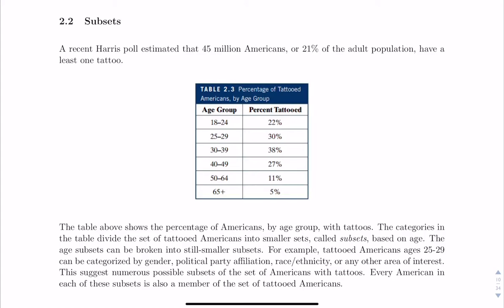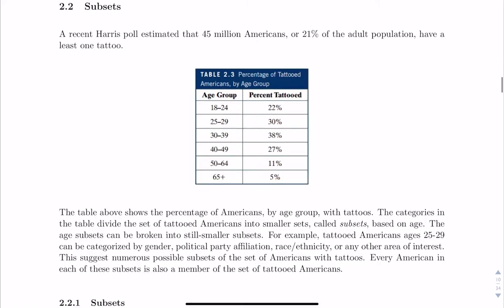The categories in the table divide the set of tattooed Americans into smaller sets called subsets, based on age. The age subsets can be broken into still smaller subsets. For example, tattooed Americans ages 25 to 29 can be categorized by gender, political party affiliation, race or ethnicity, or any other area of interest. This suggests numerous possible subsets of the set of Americans with tattoos. Every American in each of these subsets is also a member of the set of tattooed Americans.